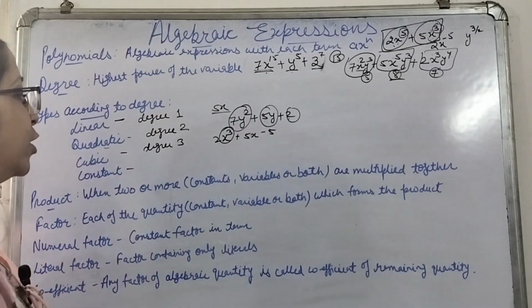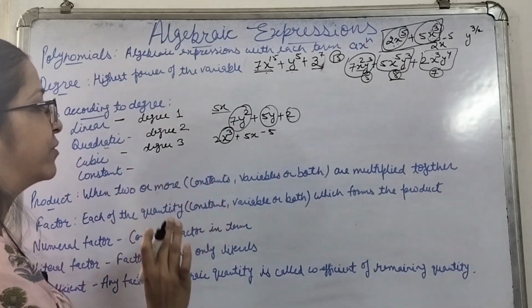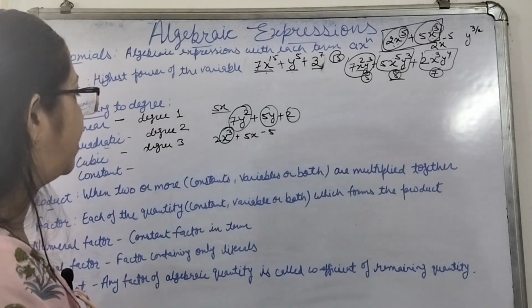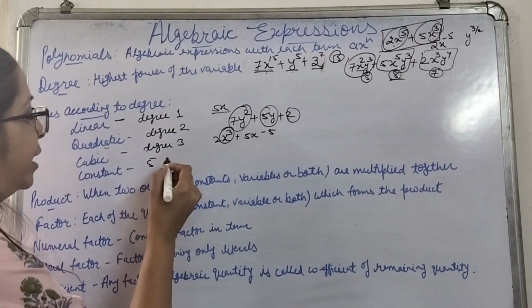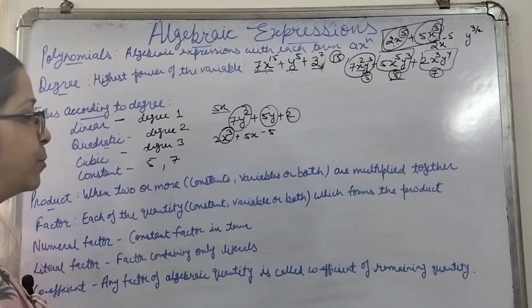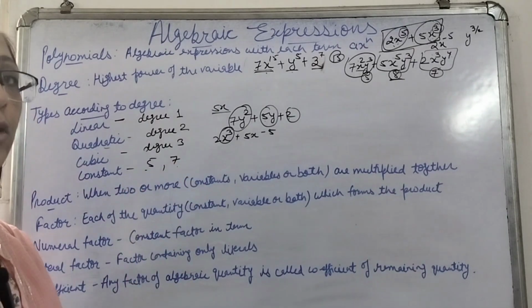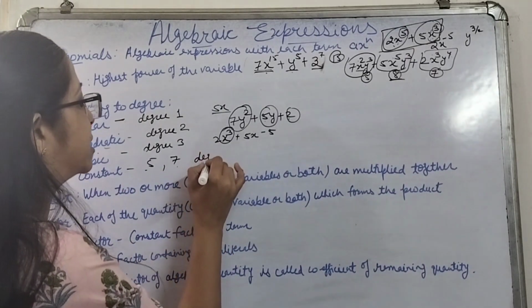What is a constant polynomial? Constant polynomials are those in which there are constants only. There is no variable part. Like if I say 5, it is a constant polynomial. If I say 7, it is a constant polynomial. And for a constant polynomial, the degree is 0.